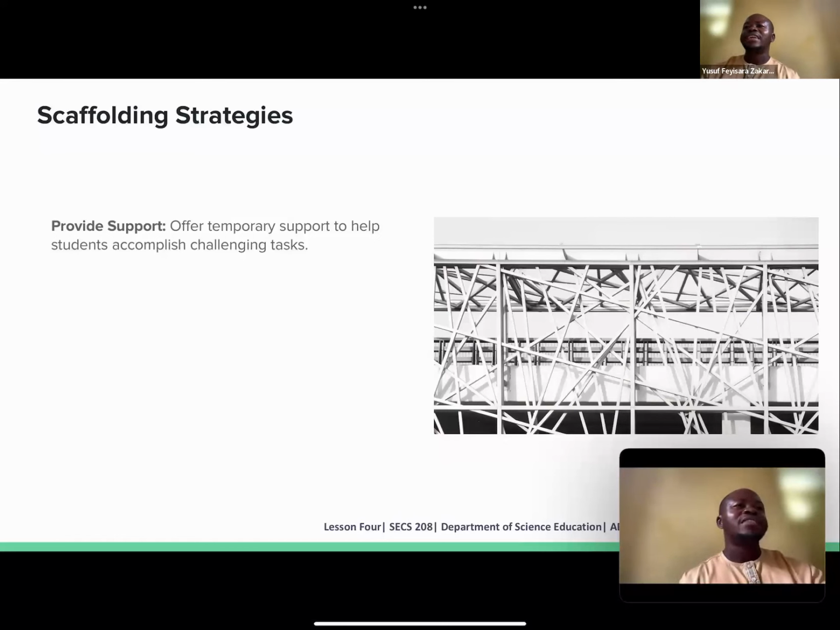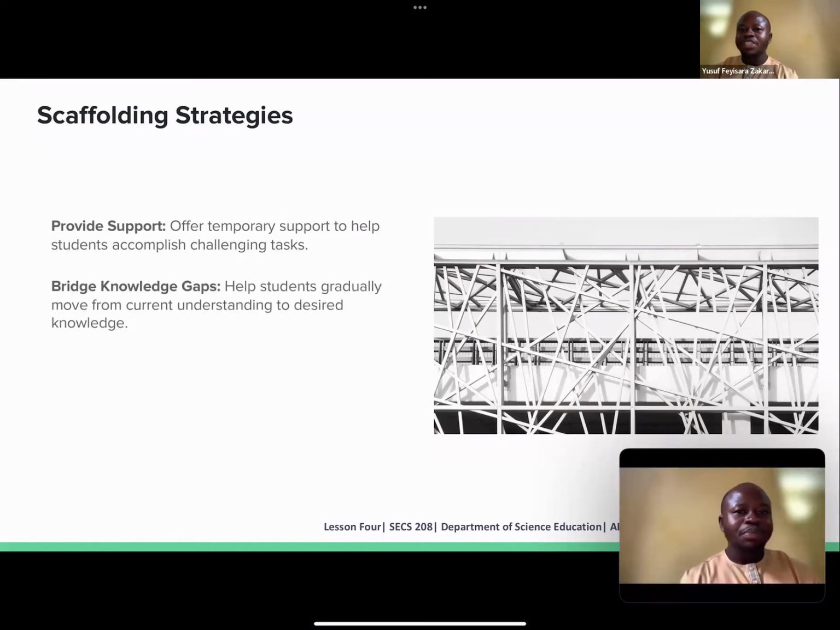Or they want to do plastering of the wall of a high building. The hand of the mason cannot reach the top of the roof. No, it needs scaffold. So scaffold also applies to curriculum. You need to provide temporary support to your students and even to teachers. So when they face some challenges, you provide temporary support to them and then you move on. This will bridge the knowledge gap between what the student can do and what the student is able to do.